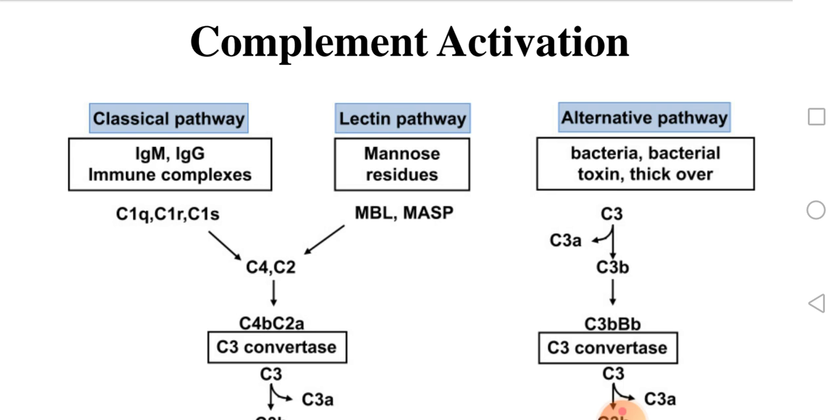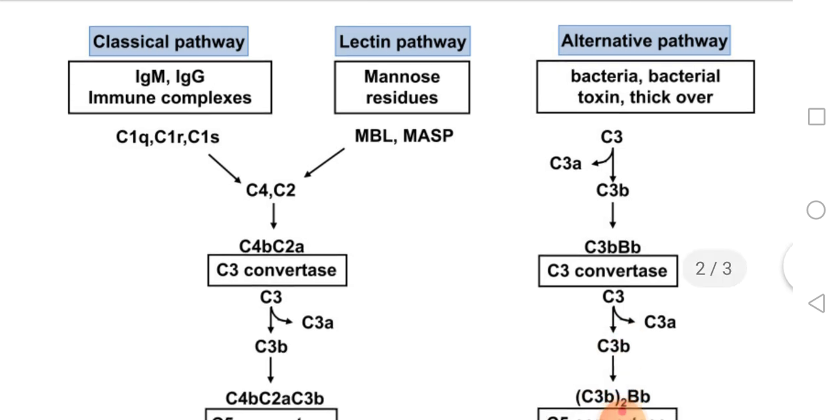If we come back to the classical pathway, here the activation starts by complex formation by immunoglobulin IgM or IgG with the antigen. The antigen can be the pathogen. So the activation starts by complex formation: immunoglobulin IgM or IgG combined with the pathogen or the antigen.